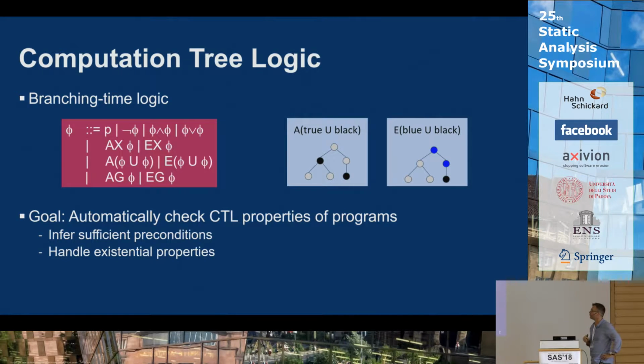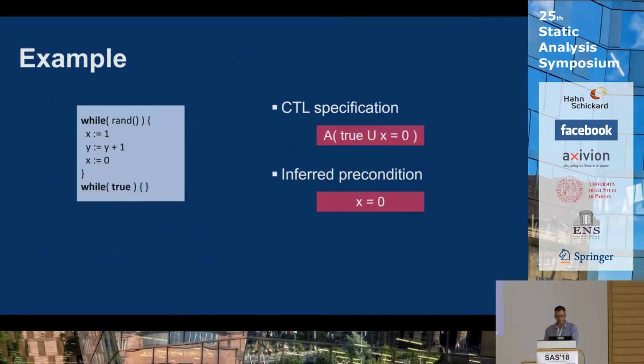So that's the kind of logic, the kind of properties we would like to analyze. And our goal was to check those properties, and in particular to be able to infer sufficient preconditions that tell us for what input states a program satisfies such properties. Also, compared to earlier work in this space, a particular focus was on handling existential properties which were not fully supported by other work. So how do we do that?